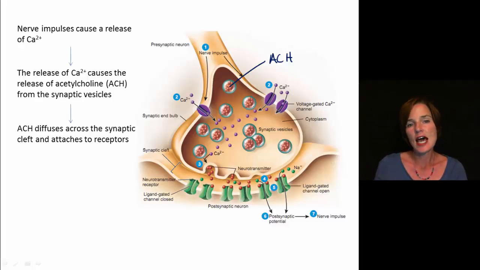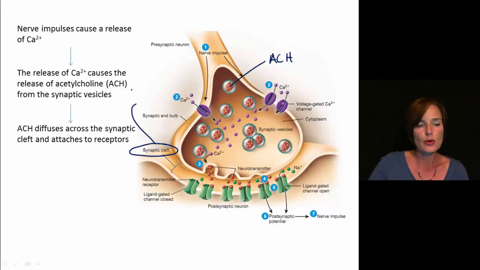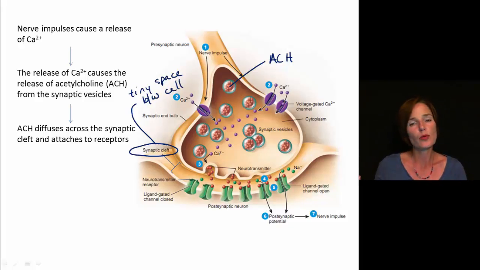The next step is that the acetylcholine is going to diffuse across the synaptic cleft, and as it diffuses across the synaptic cleft, it's going to attach to receptors. This synaptic cleft that we're talking about is a tiny space between cells. And it has to be small because we want these molecules to diffuse really quickly over this tight little distance. And so we will have acetylcholine released by this cell, and it's going to be detected when it binds to the receptors on the other side of the cleft.